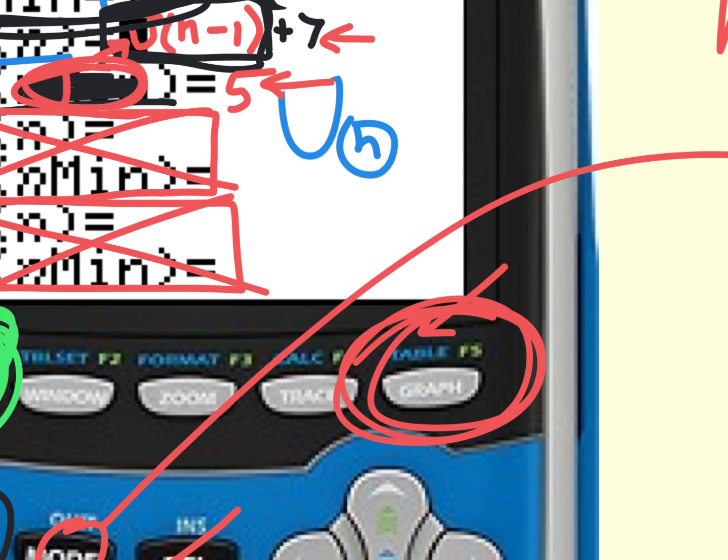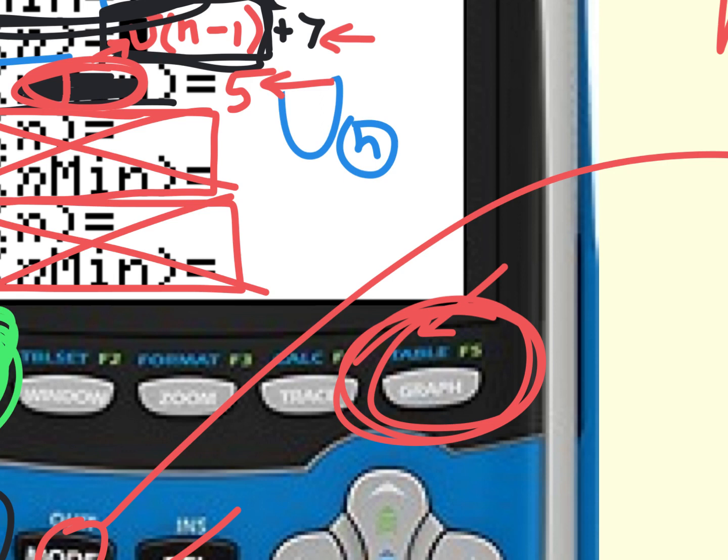But if it worked, please have the table up on your calculator and compare your table to the kid next to you. And if they're stuck, help them, please. I can't be the only tech helper in here. Help them out. Make sure your tables look the same. Maybe their N is messed up.